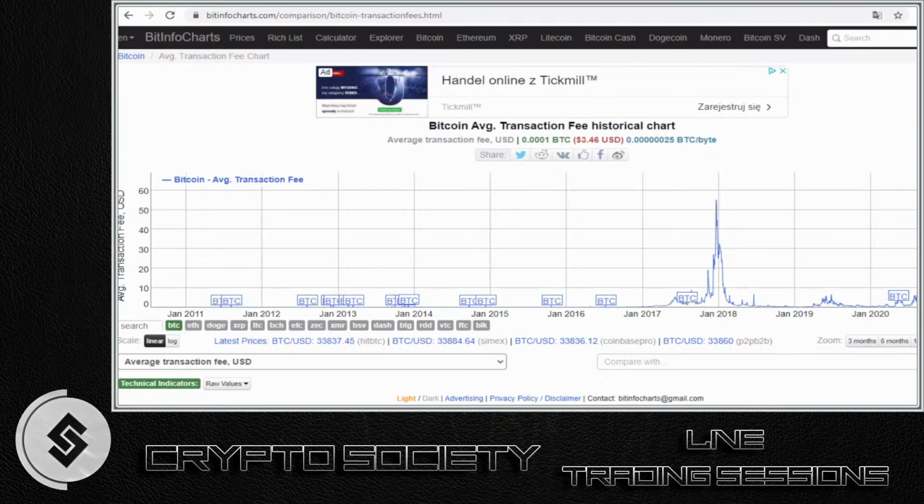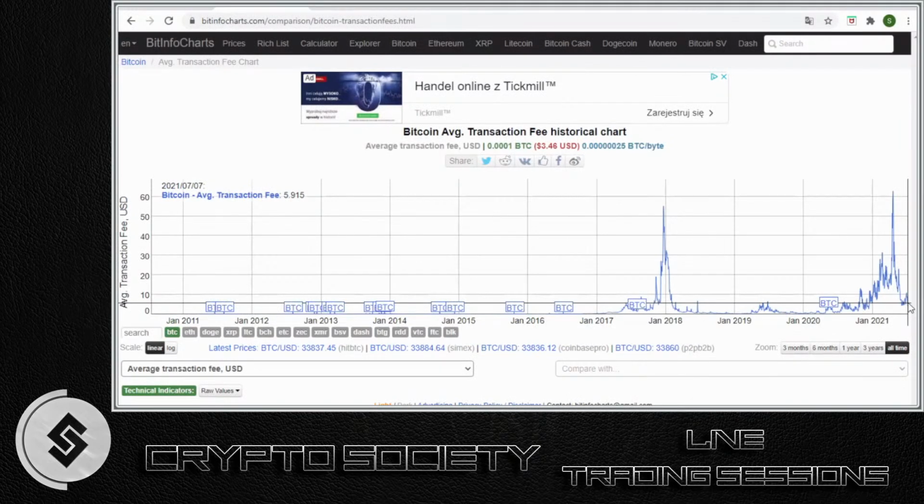Well, as you can see, the transaction fees for BTC are very, very low now. It's about $5, $6, $7. It's very, very low historically. And such low fees will maybe in January.